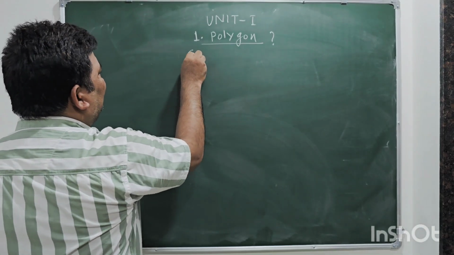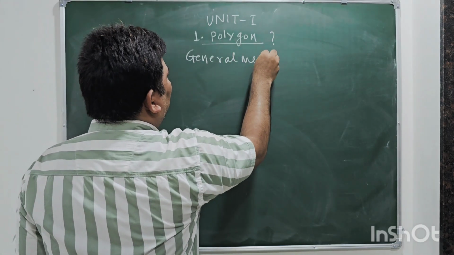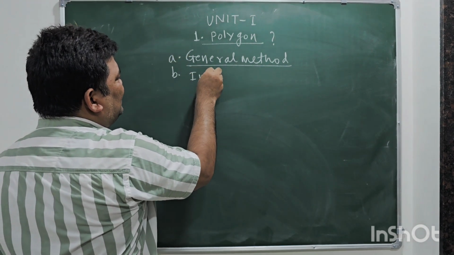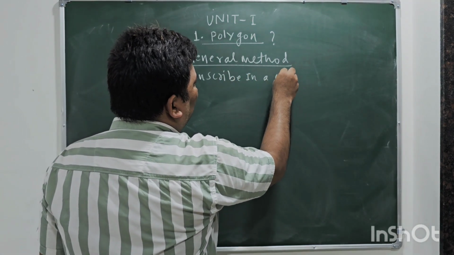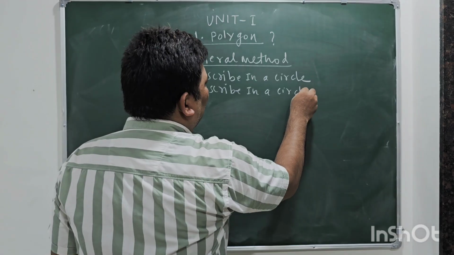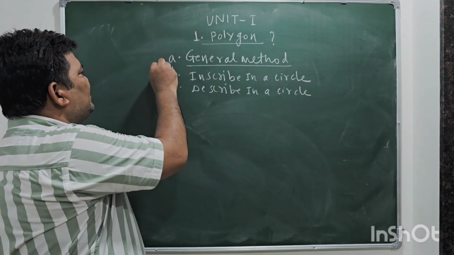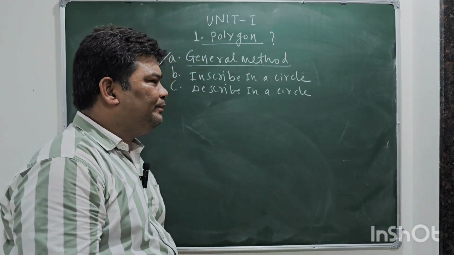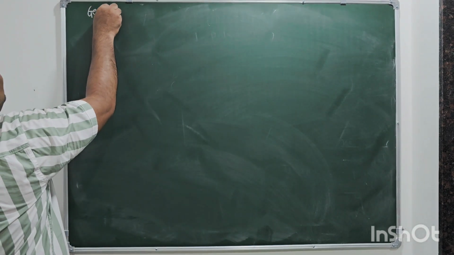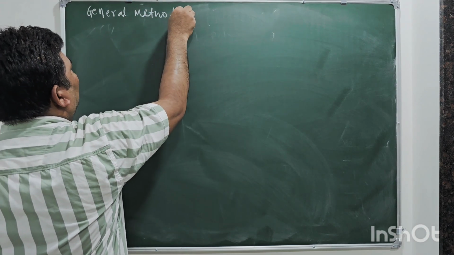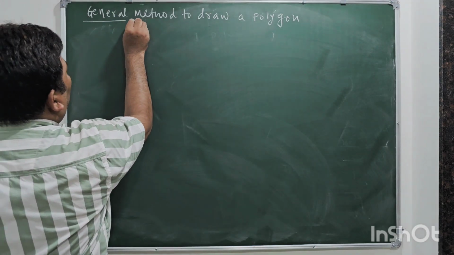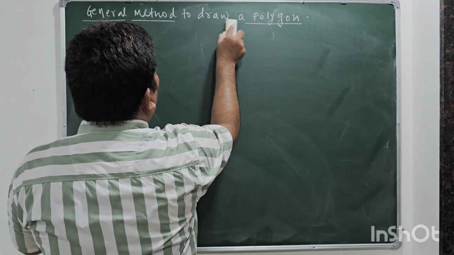So there is one method as per your syllabus, the general method only. But apart from the general method, there are two more methods. They call as the inscribe in a circle and the describe in a circle. But the latter two are omitted from your syllabus, so we have to concentrate only on the general method to draw the polygon. Okay. Now let's begin with the general method to draw the polygon. So general method to draw a polygon.